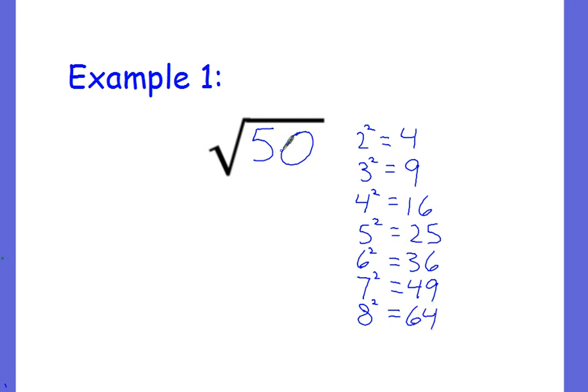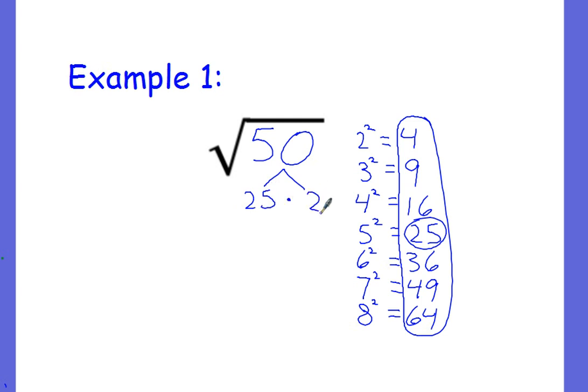All right, so what would be the largest perfect square that goes into 50? Well, the largest one would be 25. So I'm going to break that down to 25 times 2. What we found is a perfect square within 50, because the square root of 25 is 5. So you're basically breaking it down into something you can take the square root of. The square root of 25 is 5. This one would be left in the radical, 5 root 2.